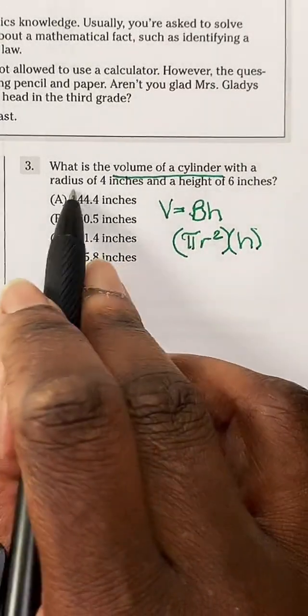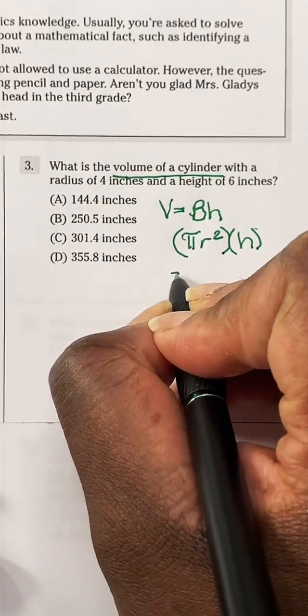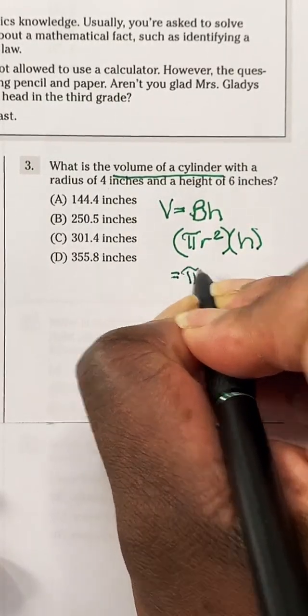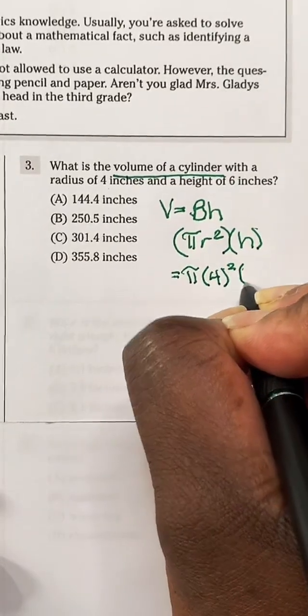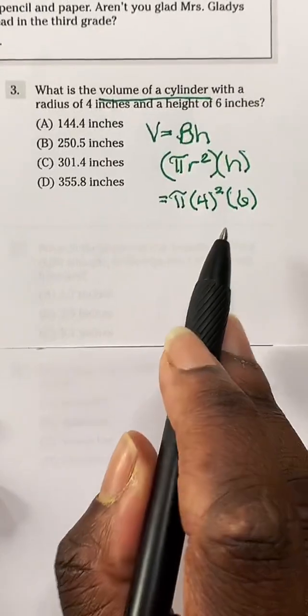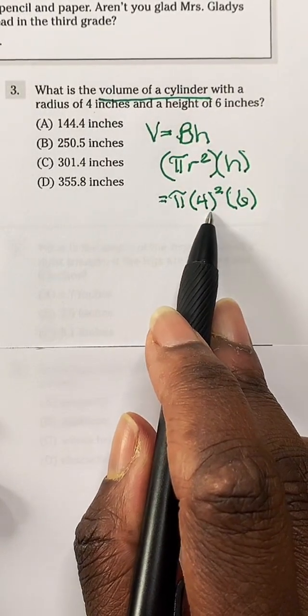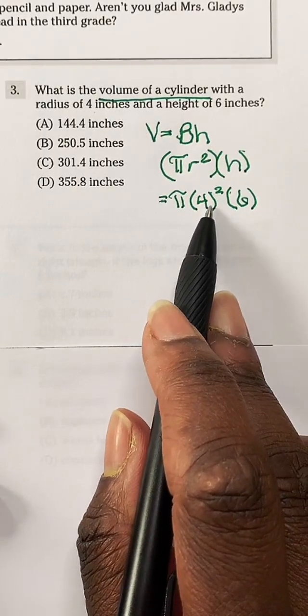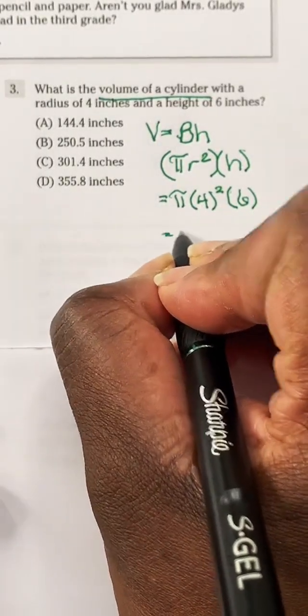So now they're giving us the radius. The radius is 4 inches. So it's going to write out like this. We have our 4 that's being squared. They told us our height, which is 6. So now, this is the thing that gets a lot of people. 4 squared is not 8. 4 squared is the same as saying 4 times 4, which gives me my 16.